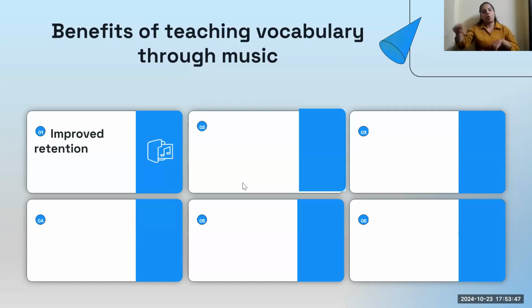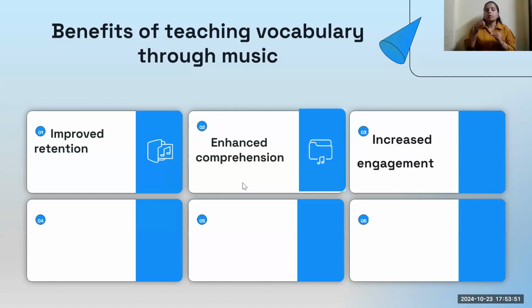Next, we have enhanced comprehension. How? Let me explain. Songs can provide context, aiding learners to understand and use new words effectively. Once the learner has heard a word in lyrical form, the same word can be retained in memory, and the learner can comprehend its meaning and use it in different situations.